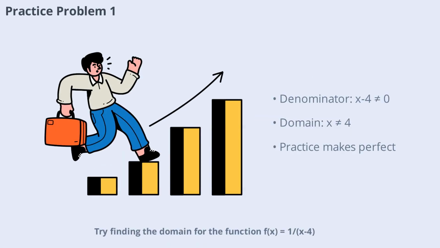Try finding the domain for the function f of x equals 1 over x minus 4. Set the denominator not equal to 0, x minus 4 not equal to 0, so x not equal to 4. The domain is all real numbers except x equals 4. Practicing with different functions will help you master the process of finding domains.